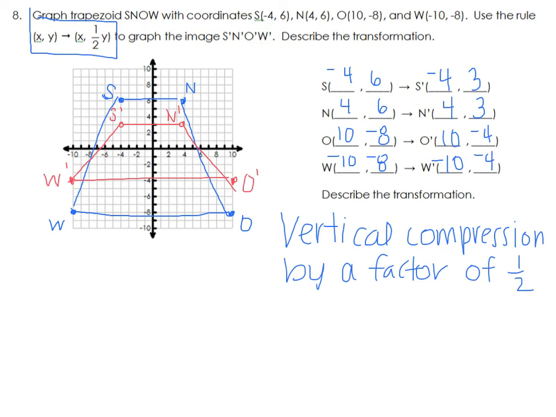The other thing that you may notice is although it's still a trapezoid, the angles now are completely different measures. So again, the image and the pre-image are not congruent and they're also not similar. Anytime you either horizontally or vertically affect or dilate a pre-image, you will not have similarity or congruence.